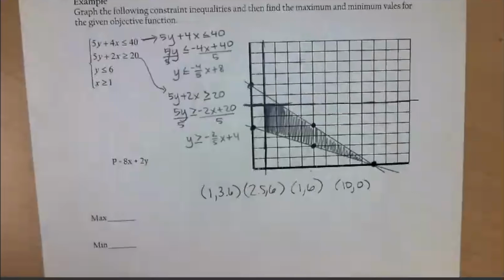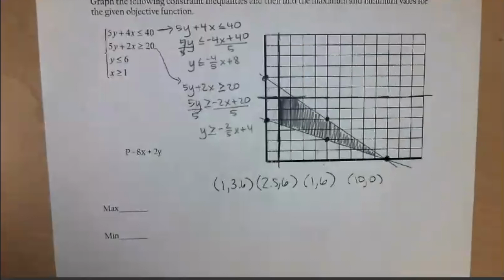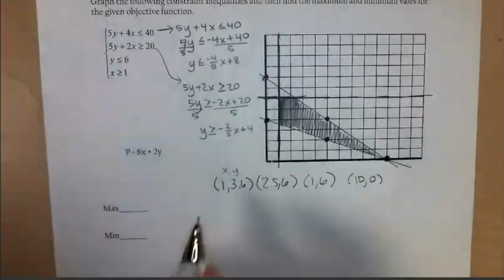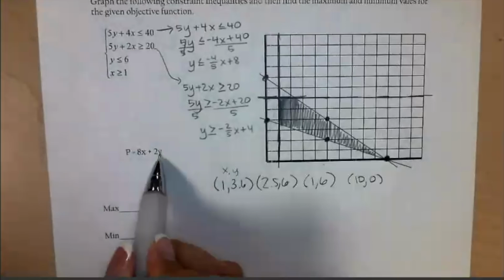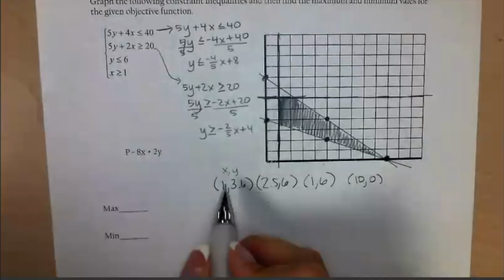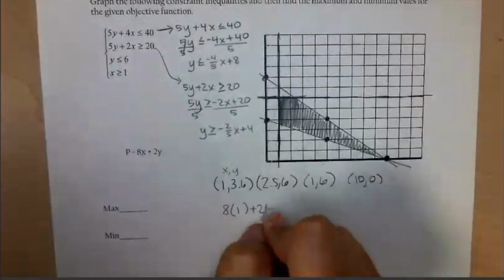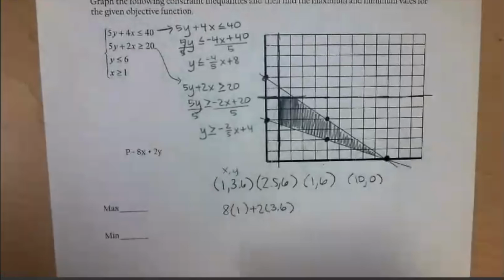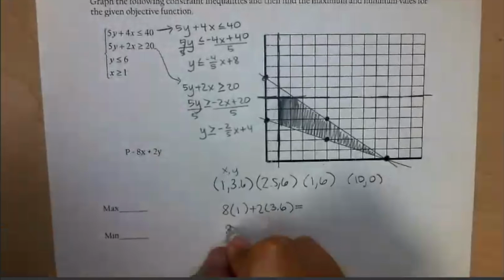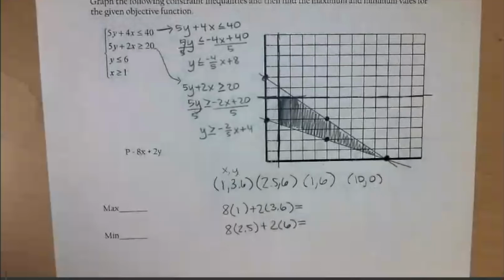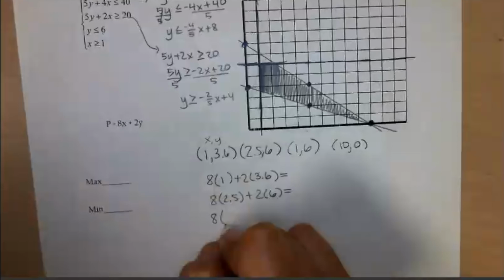All right, now that we have our vertices, it is time to figure out which one is going to maximize or minimize our problem. We do that by using the objective function. Remember, ordered pairs are x comma y, so you've got an x and a y to plug in here so that you can find what the value is. So you would take each one of these and plug them in. You're going to do the same thing for each point so that you can find which one has the maximum value and which one has the minimum value.